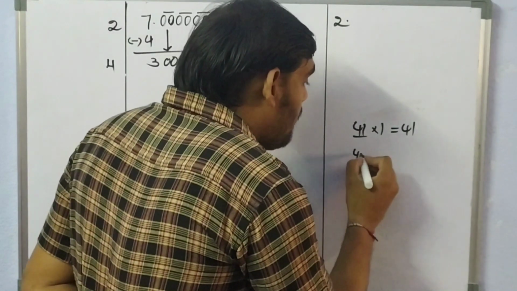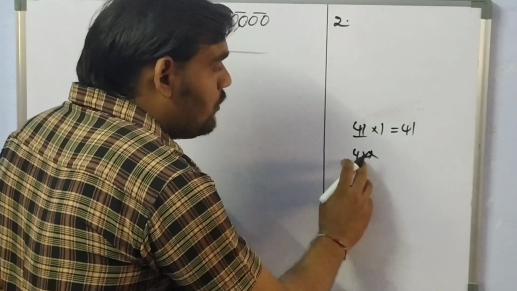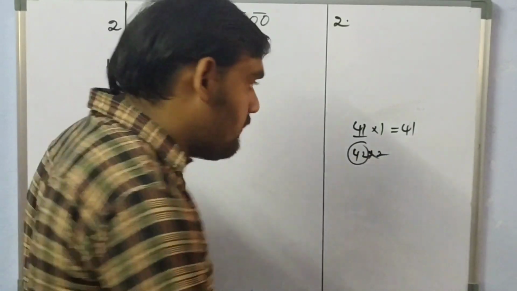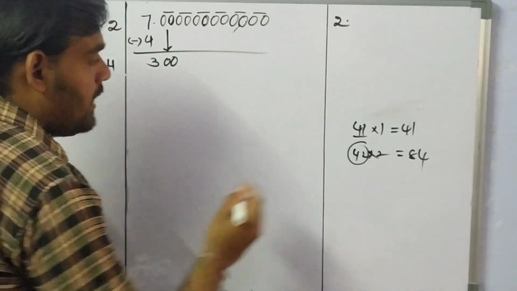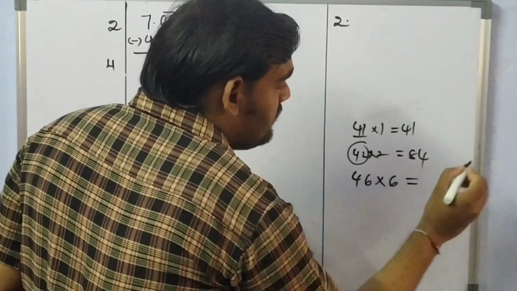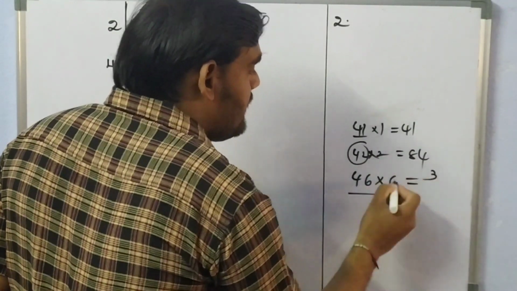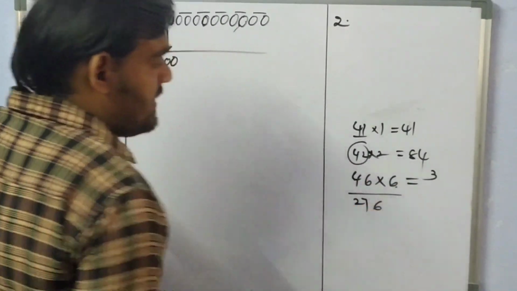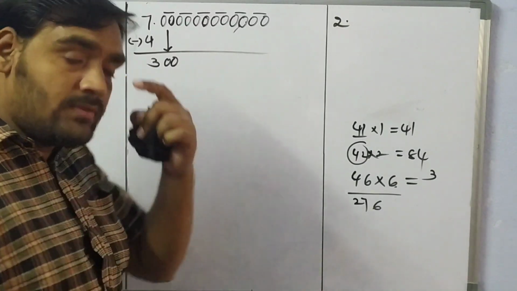So if I go for 2, if I keep 2 after the 4, it will become 42. Again, the entire number we should multiply with 2, it will become 84. It is also far away from 300. Like that, if I take 6, it will become 46 into 6. 6 6s are 36. 6 4s are 24. 24 plus 3, 276. Yes, 276 is the nearest value to 300.